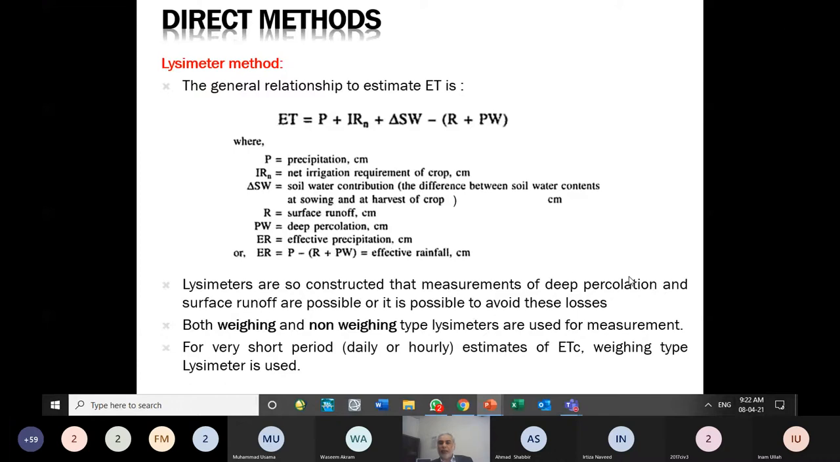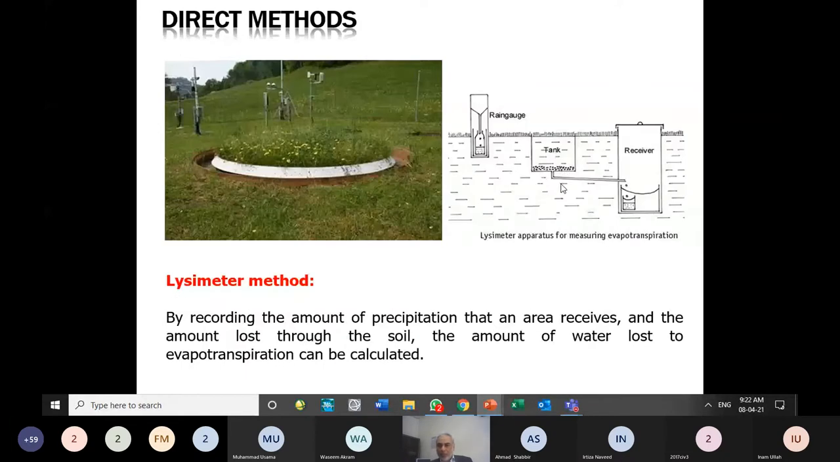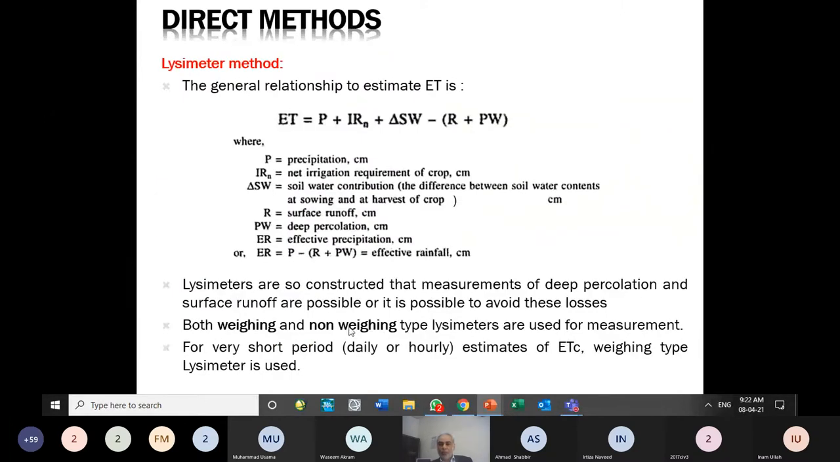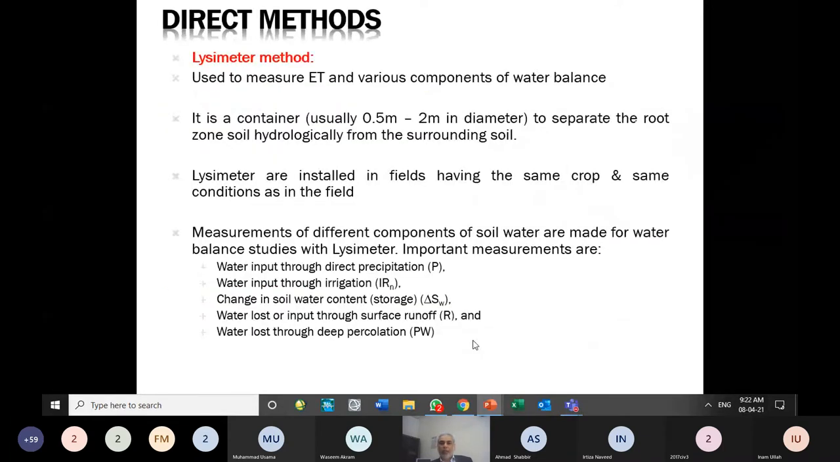There are two types of lysimeter. One is called the weighing type lysimeter, in which the moisture in the soil is measured through the weight of that lysimeter. If this tank is placed on a weighing balance underneath, then the change of weight will tell me the change of moisture in the soil. Weighing type lysimeters are more accurate. And there are some lysimeters which measure the volume of water in it. Those are non-weighing type lysimeters. Both are practiced. They can be used on a daily or hourly basis. So that is the detail of lysimeter.